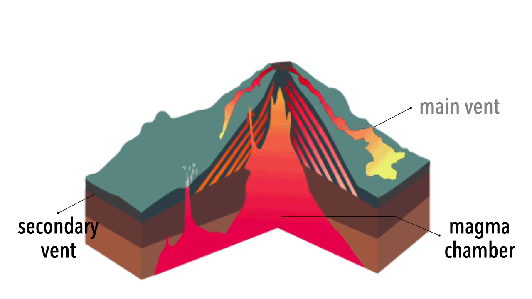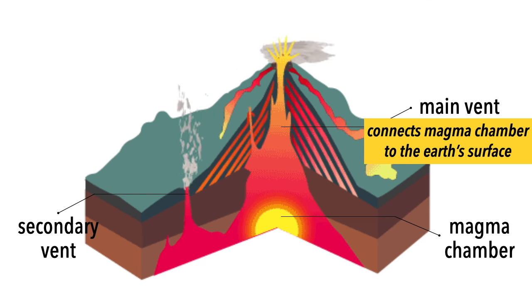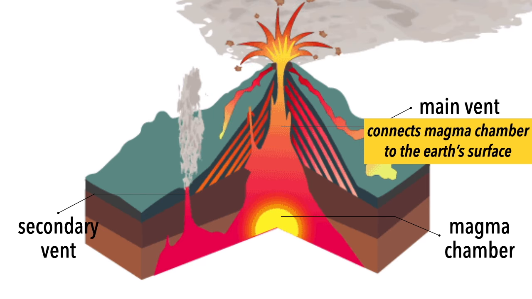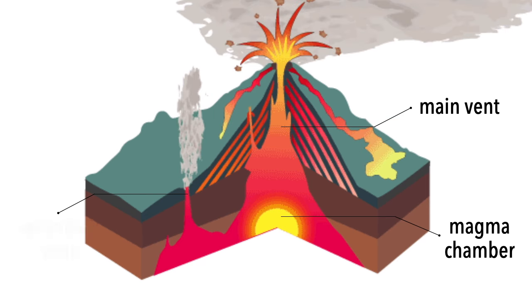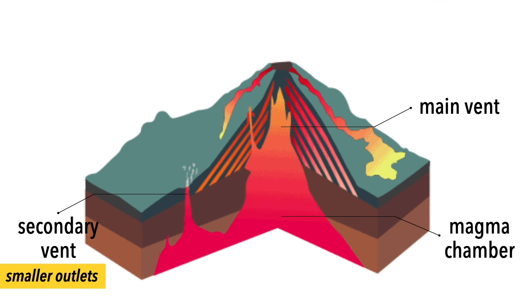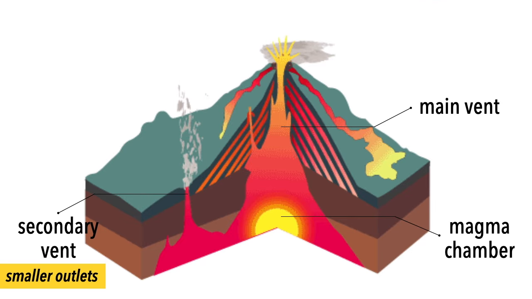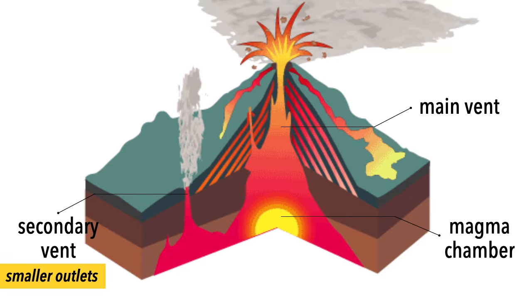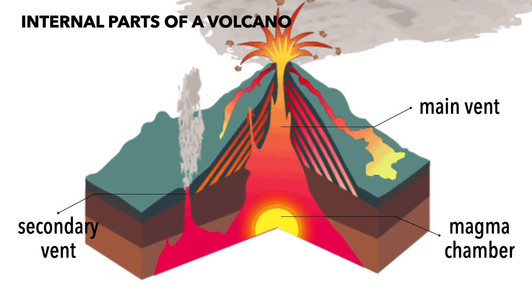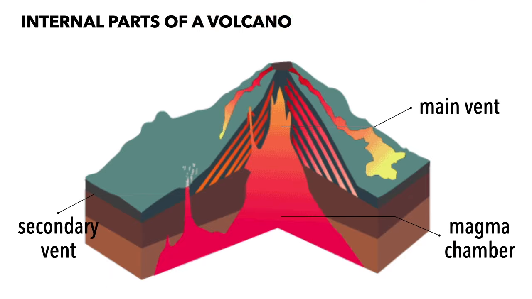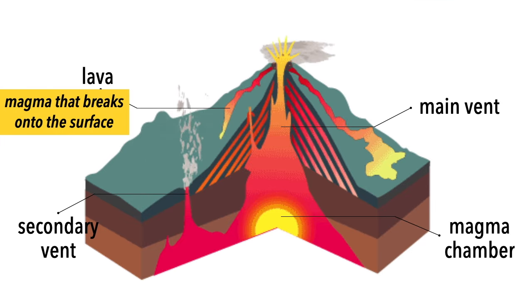The main vent is the main tube that connects the magma chamber to the Earth's surface. Secondary vents are smaller outlets or vents. The magma chamber, the magma, and vents are the internal parts of a volcano. When magma flows onto the Earth's surface, it is called lava.